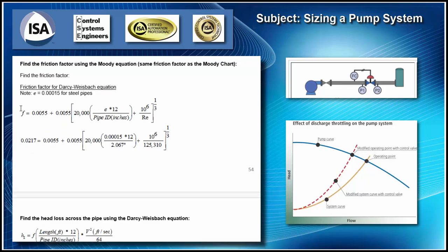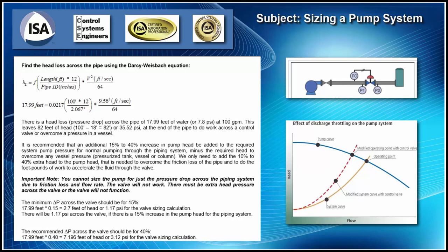Now, all we have to do is put this into the Moody friction factor equation. So we did this earlier for you, but we'll do it again. If we plug in all of our numbers, our Reynolds number is 125,310, and we're using 0.00015 feet as the absolute roughness of the pipe, and this is a new installation of pipe. Our diameter in inches is 2.067 inches. And when we calculate it, we get a friction factor of 0.0217.